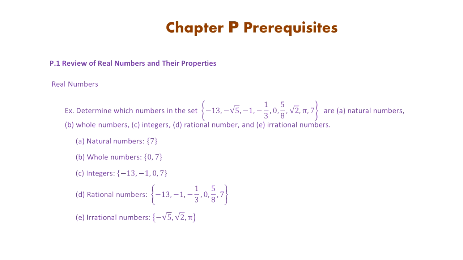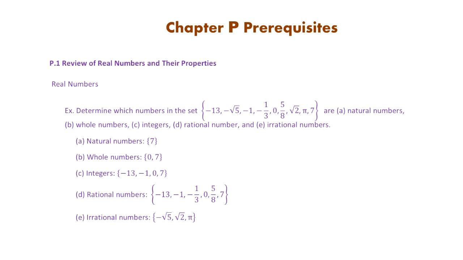All right. Integers. So integers are basically the negative numbers included. So we put the negative 13 and negative 1 in addition to 0 and 7. So there are 4 integers. Integers include both positive and negative numbers.